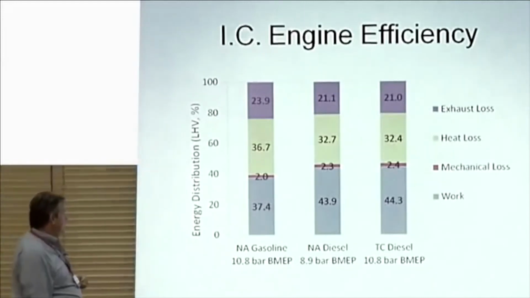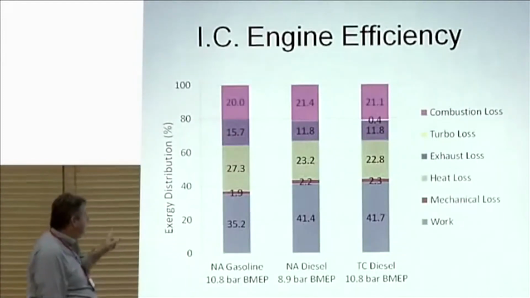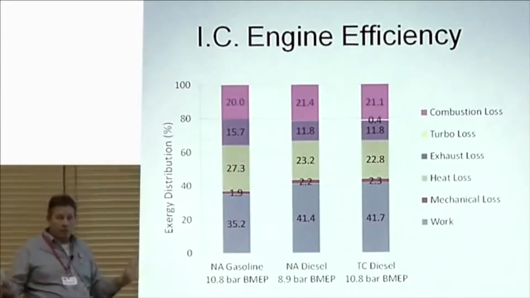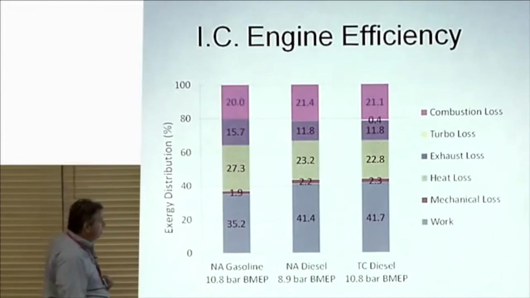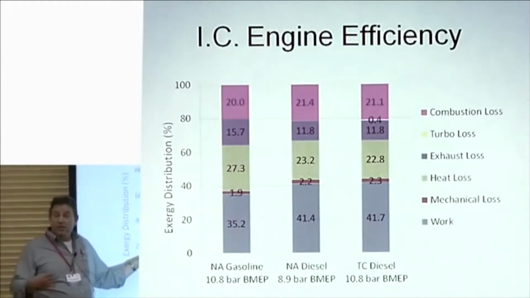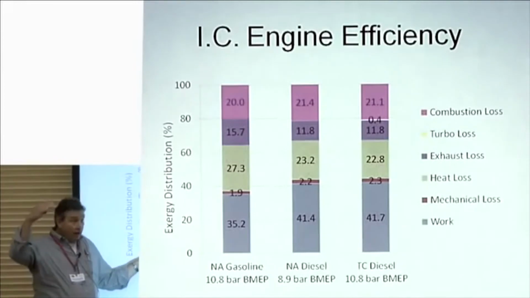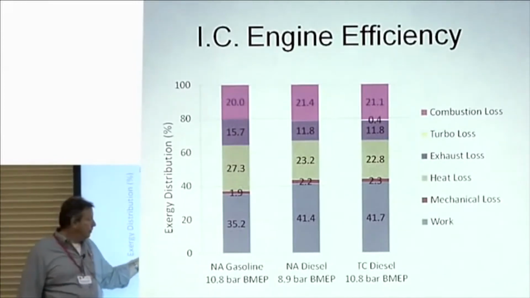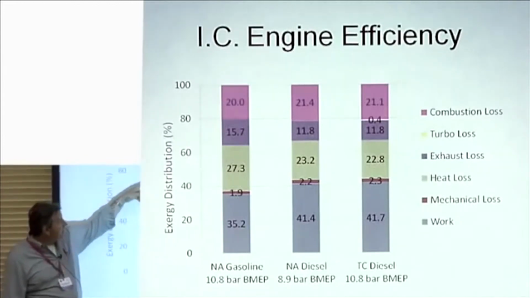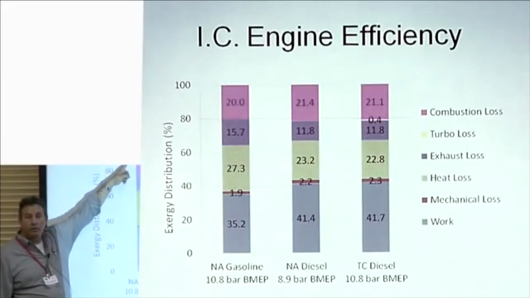Let's take an Exergy view. This is the Exergy distribution. Same engines, right? Modeled the same way. We're just calculating the Exergy split. Our work went down a little bit, so the efficiency is a little lower, because remember the Exergy is a little higher than the lower heating value was. So 35. Mechanical loss, heat transfer, exhaust, combustion.